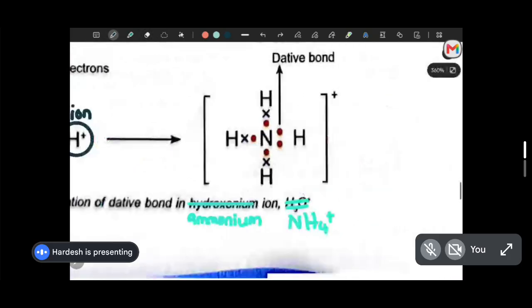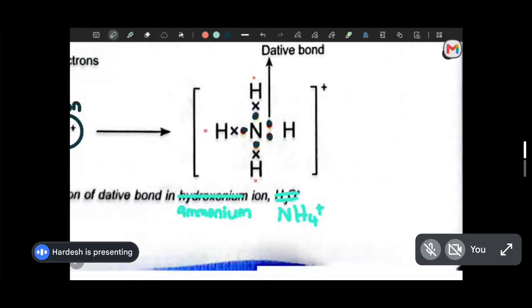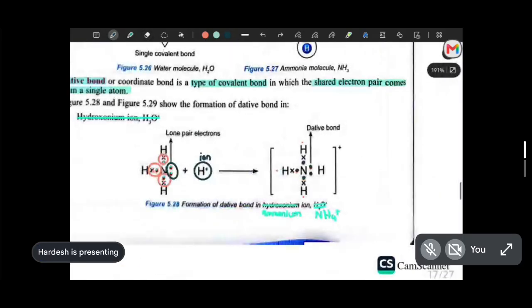Why? Because let's count the actual number of electrons. 1, 2, 3, 4. Then the nitrogen has 5. So 5, 6, 7, 8, 9. But if you look closely, this hydrogen here is an ion. So actually here, no electron. So instead of having 9 electrons, we have 8. So 9 minus 8 is positive 1. Can understand or not? Yeah, can understand. Okay, nice.